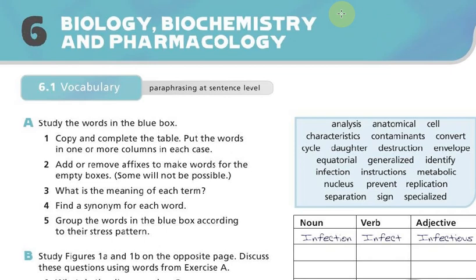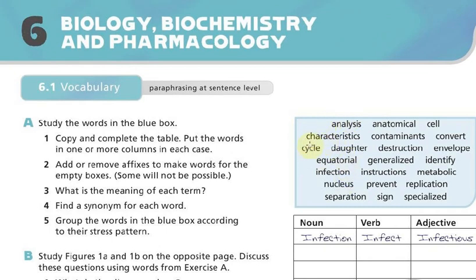Today, we're going to work on English for Medicine in Higher Education Studies. This is a general book, English for Medicine, for general English students, medical students. Now, today we're going to work on lesson 6, biology, biochemistry, and pharmacology. First, we work on new vocabulary items, as you can see here.